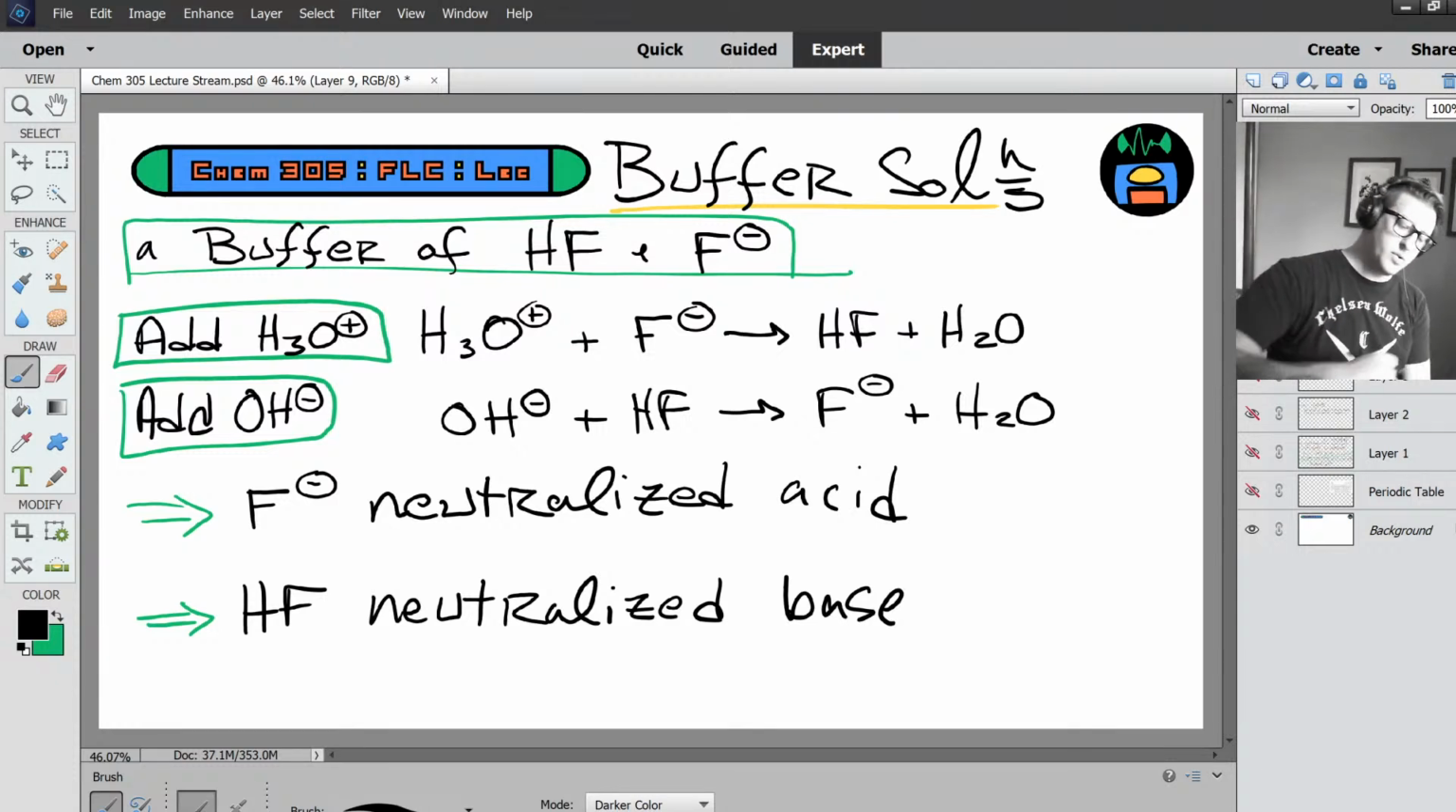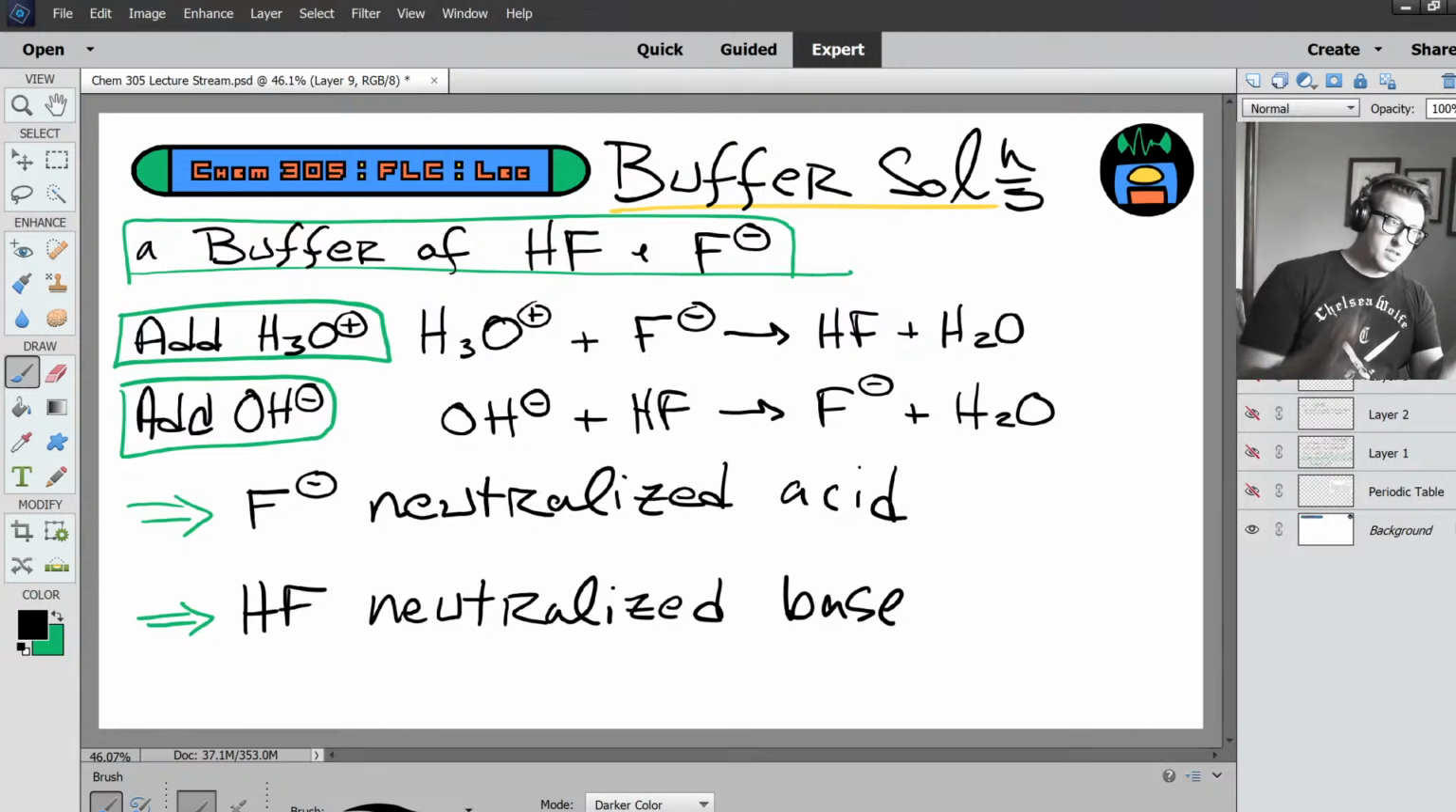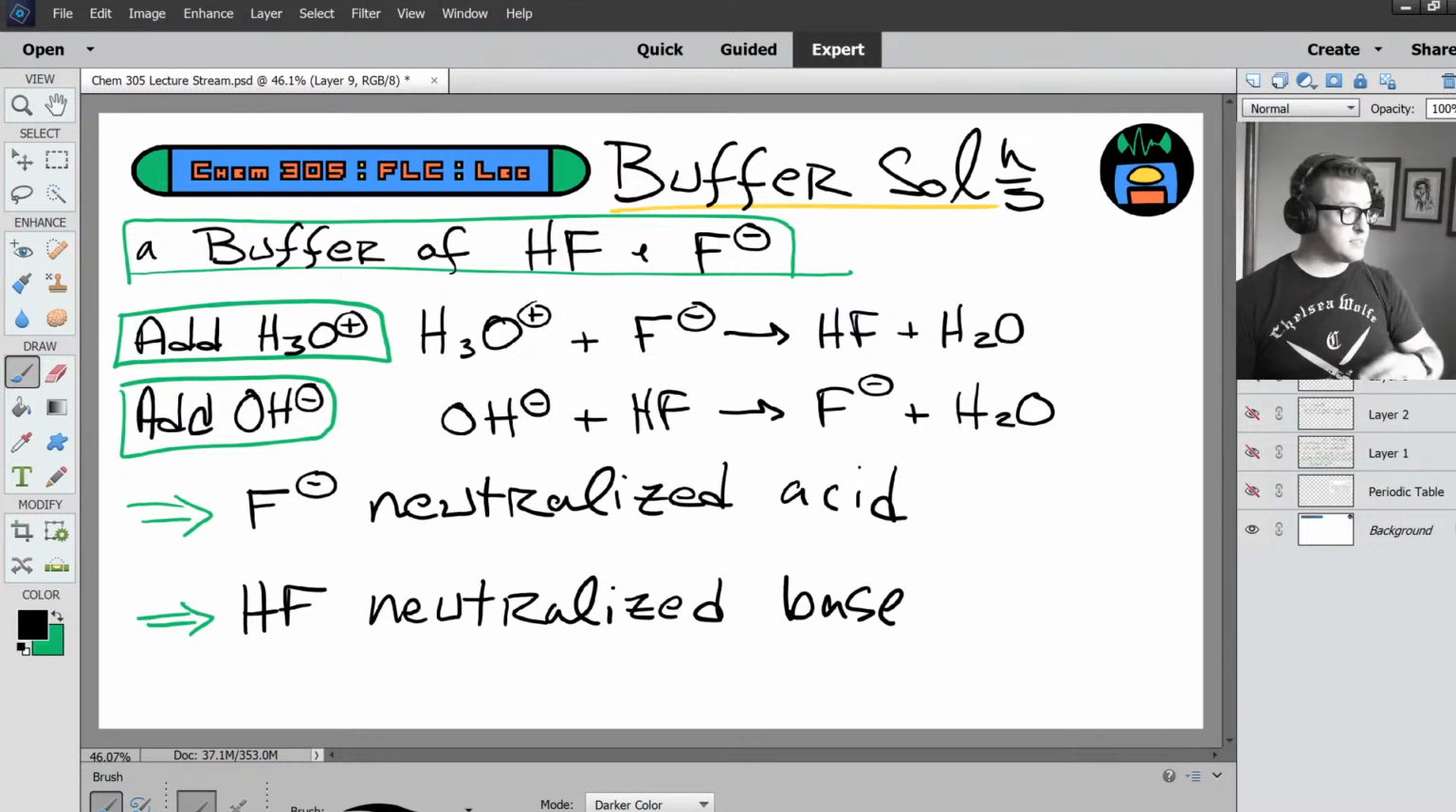Normally, if you drop hydronium or hydroxide in there, it has an immediate effect on your pH. But if you're buffered, there's something in there that will react with the acid and neutralize it. There's something in there that will react with the base, neutralizing it. So it resists changes in its pH. All right?